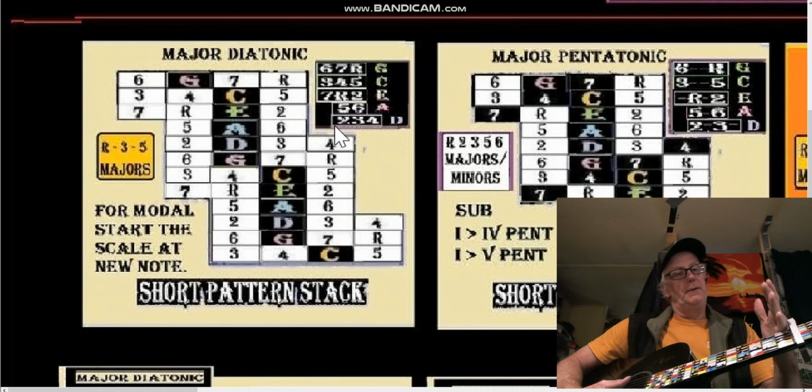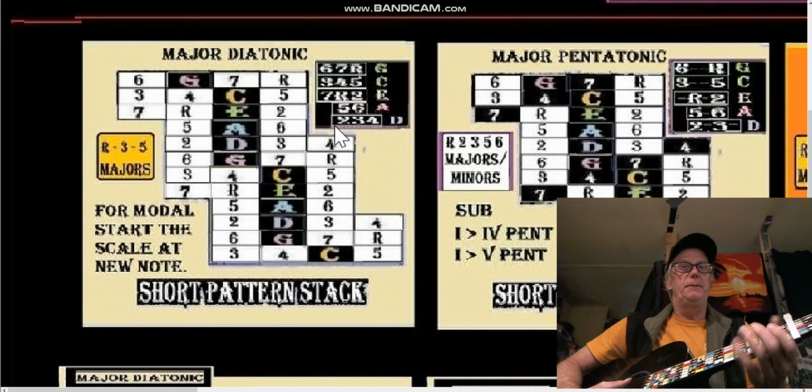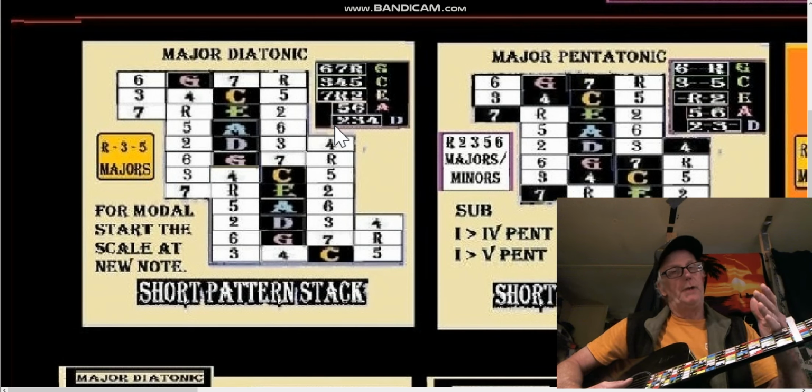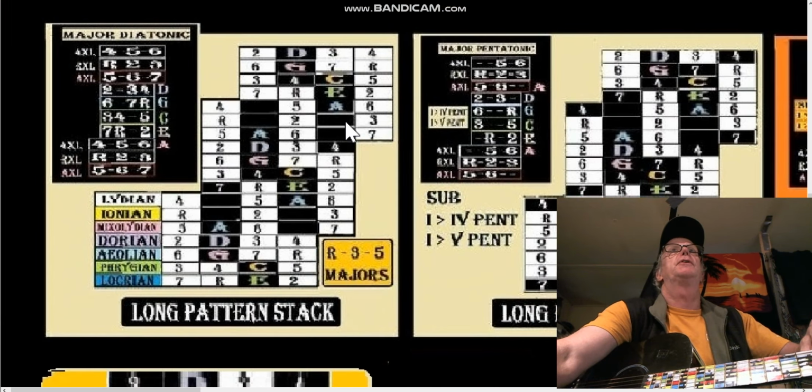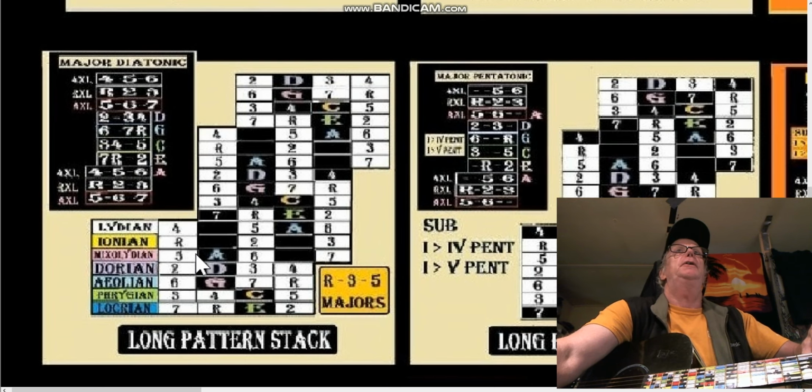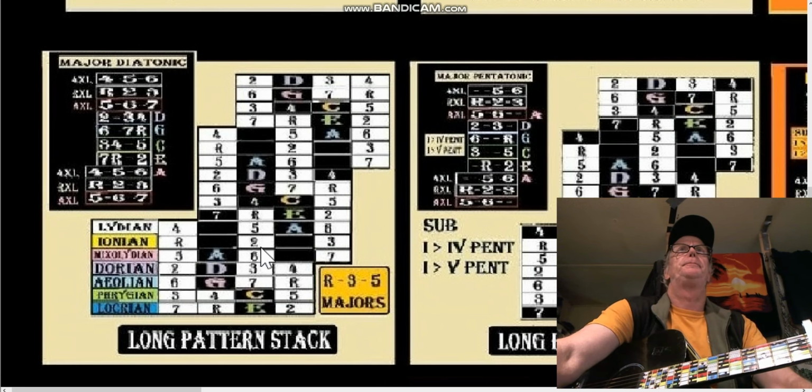So the short patterns play on everything one fret up. If we wanted to play from the absolute open string, then we have to go to the long patterns. If we were going to do it in F, if we want to do that F as root, then we would start, that would be an Ionian here.